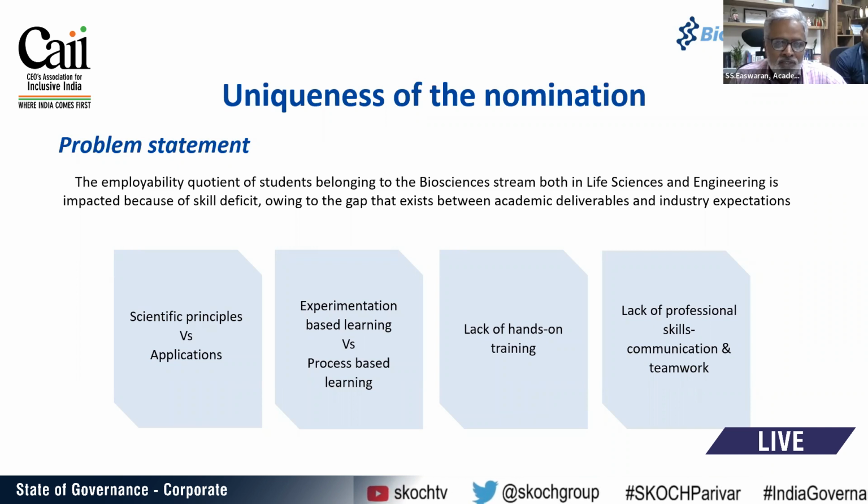One is the students are really good at the scientific principles. Maybe they're a little bit not sure about the applied knowledge when it comes to the industry. The second is that the experimentation-based learning, which they are going through in the colleges or universities, is not really helping them to understand the overall process-based learning which is happening in the industry. As far as industry is concerned, process-based understanding is very important, even though they have the experimentation-based learning.